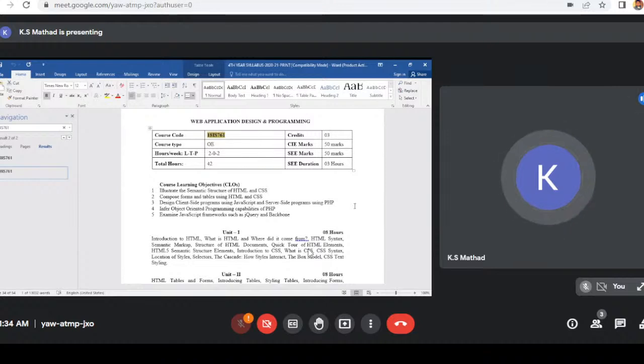The course learning objectives are to illustrate the semantic structure of HTML and CSS. Here in this subject, you will be learning about web application design. When I say web, it always focuses on HTML and CSS. That is what you all every day start with, a browser, and the browser always recognizes HTML along with the CSS, which provides the style to your browser. It also consists of forms, tables, images.